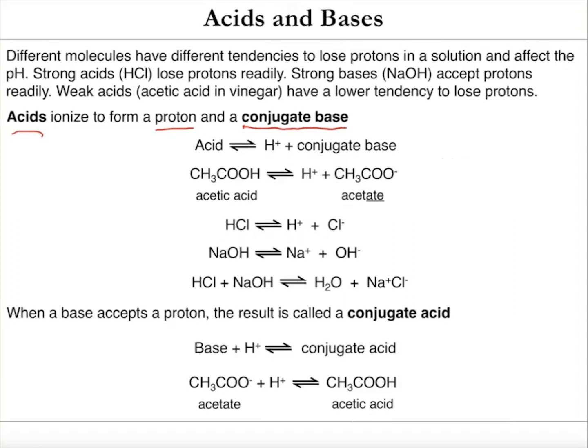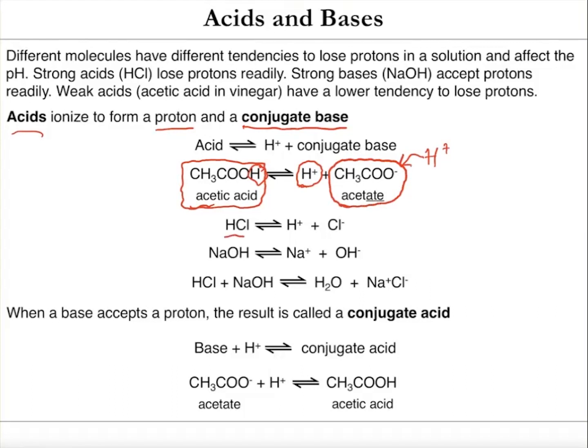So an acid is a molecule that tends to ionize to form a proton and a conjugate base. So we have this molecule here, acetic acid, that is a component of vinegar, and it can lose this proton when it's put into solution, and then this proton will just be around in that solution, decreasing the pH. And then it's left with this conjugate base, acetate, that can accept a proton, so it's considered basic.